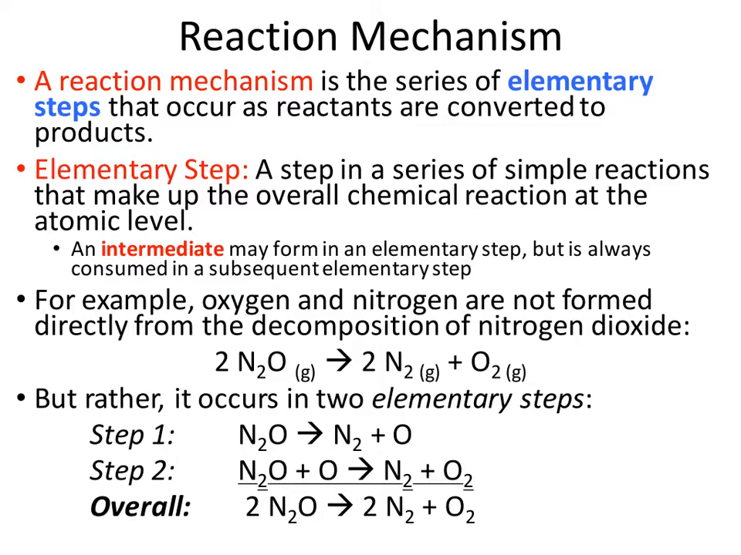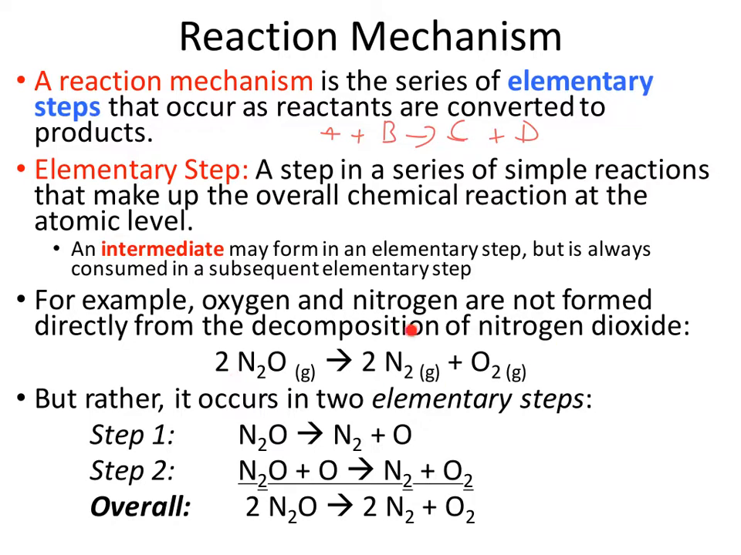So when we say A plus B gives us C plus D, for example, this may not happen in one step. A might not just be able to combine with B to create C. A might combine with something else to produce what we call an intermediate, and then that intermediate reacts with B to produce C and D. So this can happen in one step, but more likely, it happens in a number of steps.